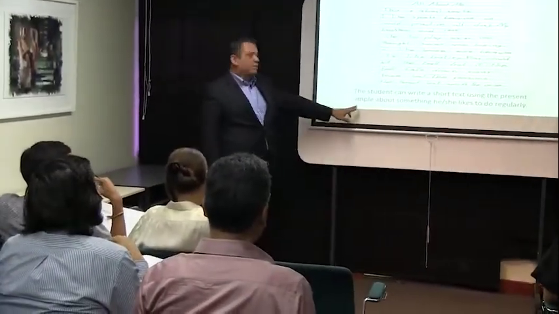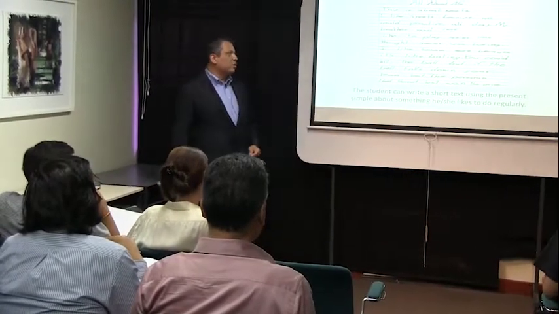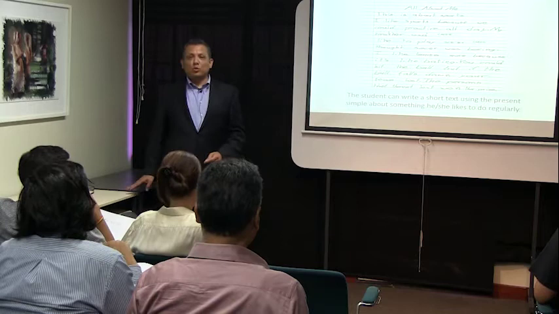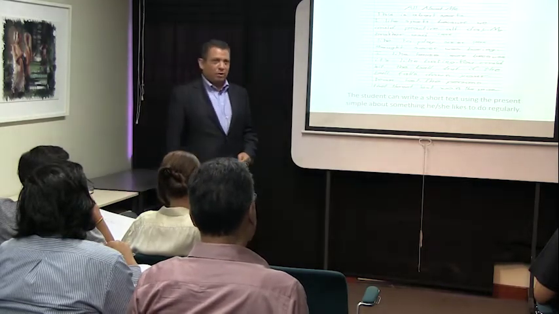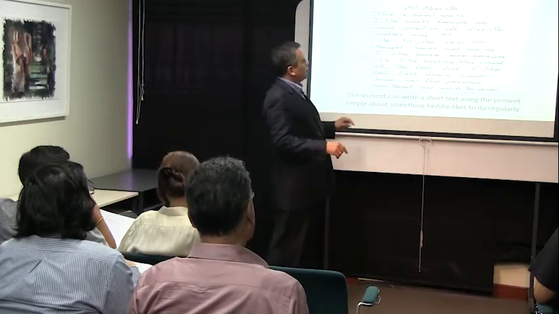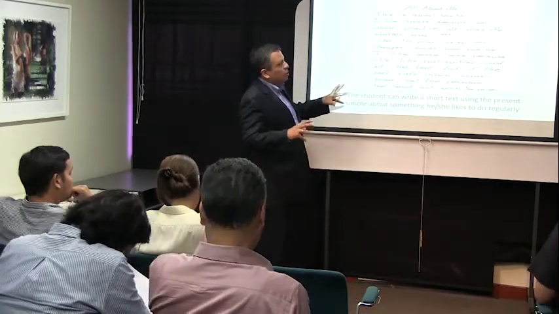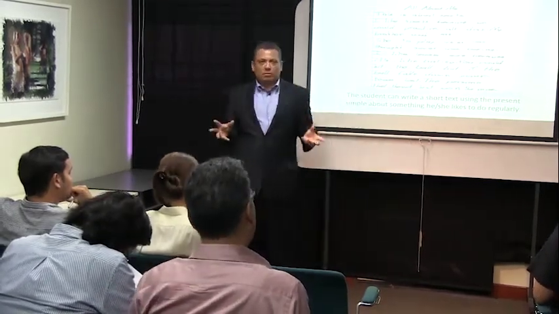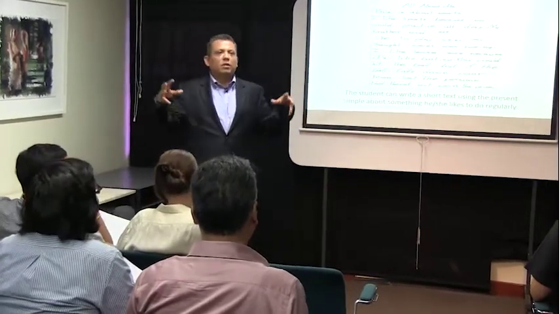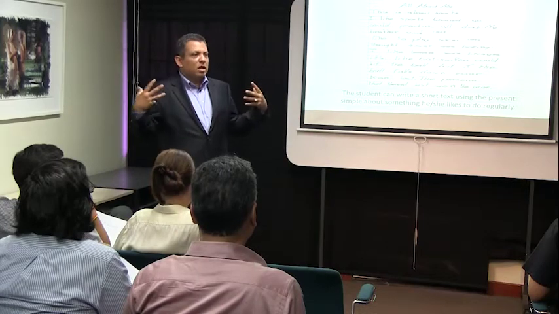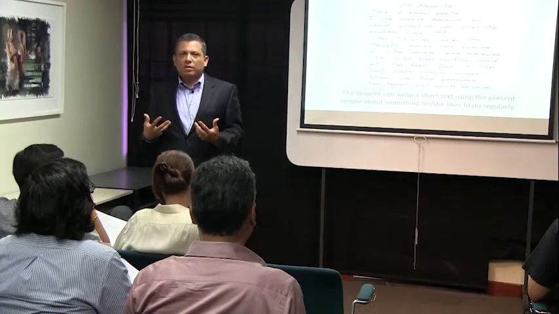Let's go back to the objective. The student can write a short text using the present simple about something she or he likes to do regularly. Okay, I'm going to go back to Josie's point and also John's point about comprehensibility, cohesiveness, and coherence, especially coherence. Do these ideas come together? Do they make sense? Is there a logical sequence of ideas presented in this?